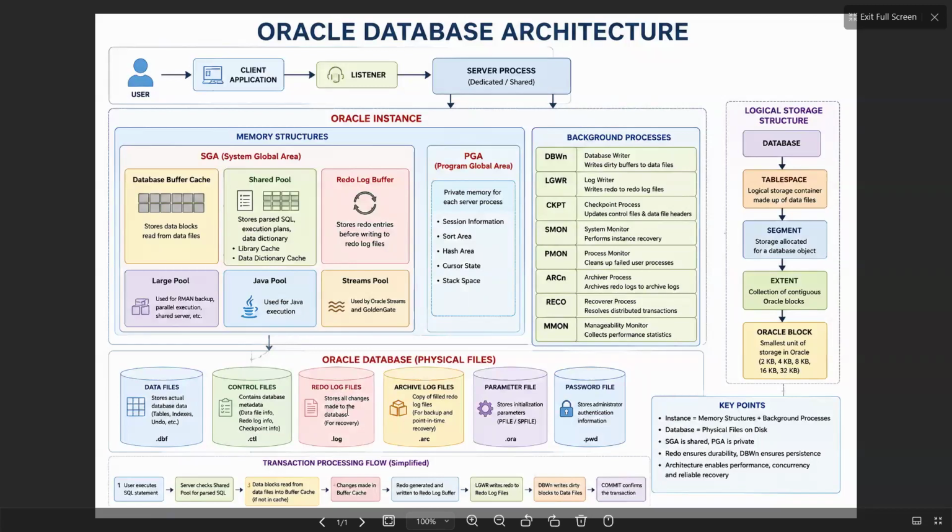Redo log files store all changes made to the database for recovery. So if any recovery process is needed, those will all be stored in the redo log file. Archive files are copies of filled redo log files for backup and point-in-time recovery. Parameter files store the instance parameters. We have two kinds of files: pfile and spfile, with the .ora extension. Password file stores administrator authentication information. This is all stored in the password file.